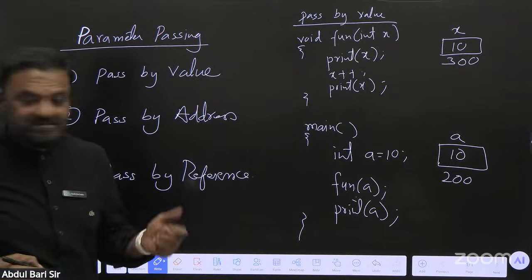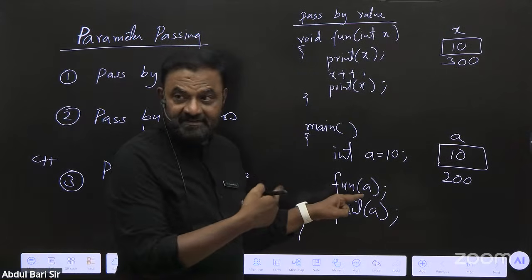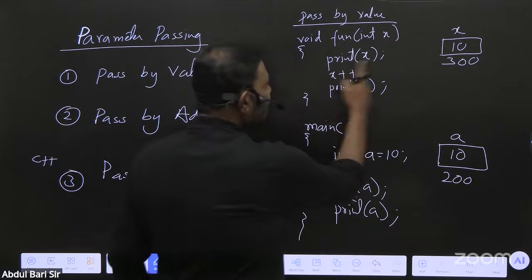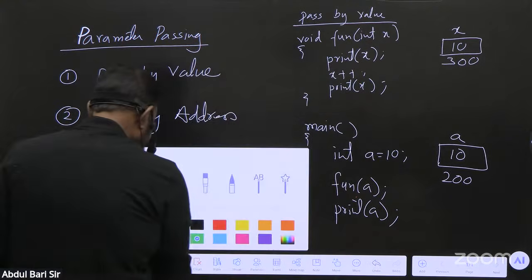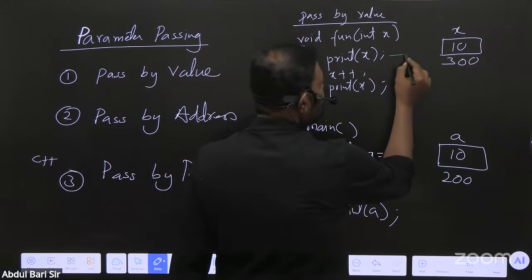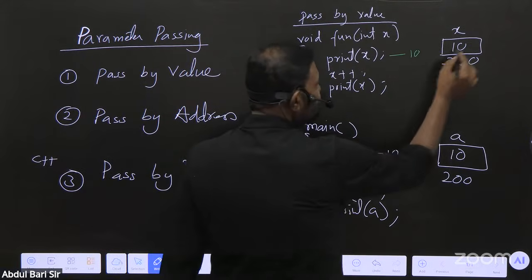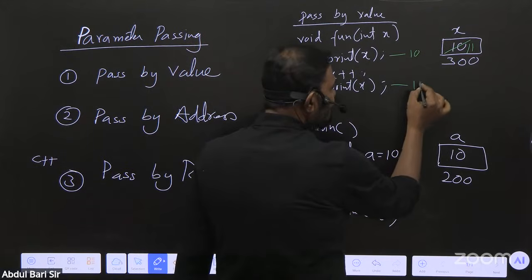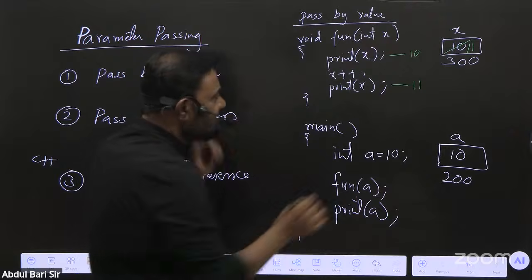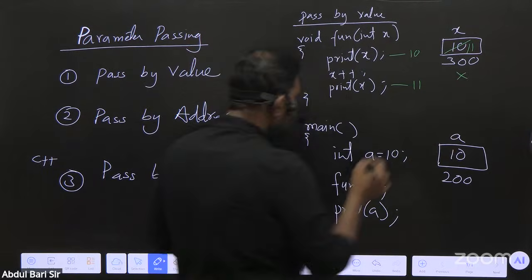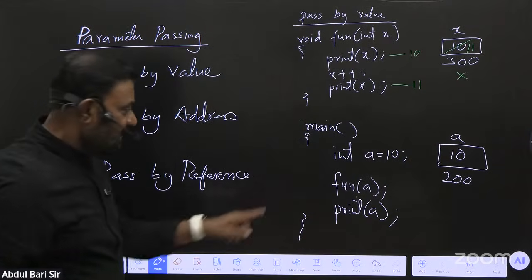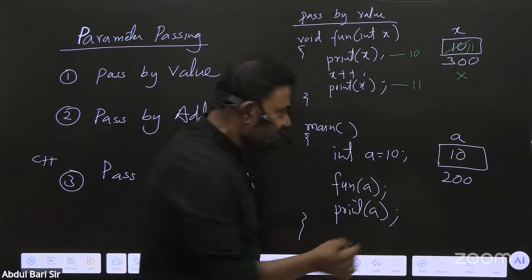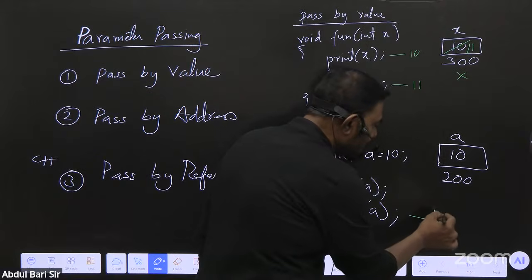So what is passed? The value of this parameter is passed. Then print x. So what is printed? 10. Then x plus plus, so this becomes 11. Then again print. What is printed? 11. Now the function ends, its activation record is deleted, and the control goes back to main. The next line is print a. So what is printed? 10.